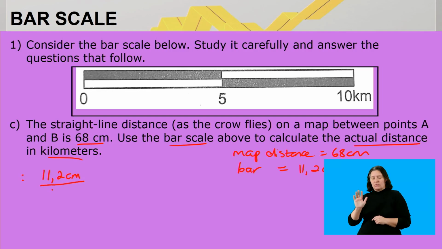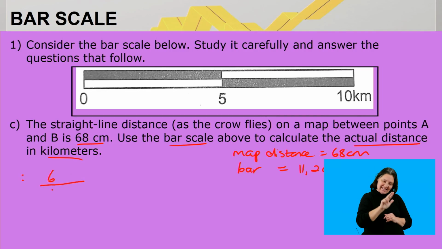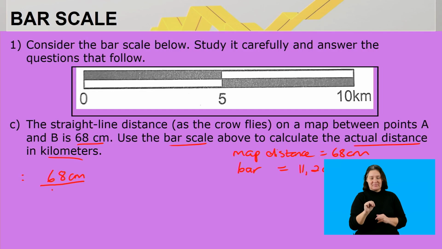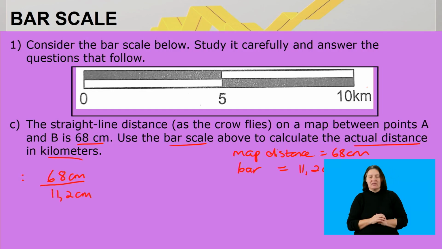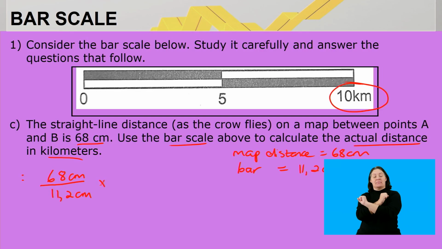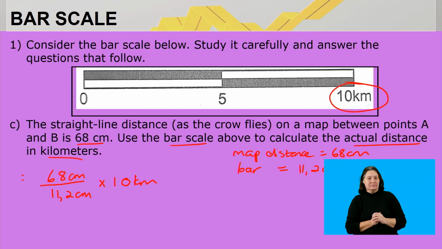Okay, now that's not the way it should be. First of all, I take my 68 centimeters, right, the distance on the map, and I divide that by my bar length that I've measured. That is 11.2 centimeters, and I multiply that by my scale factor here, which is 10. Guys, are we clear on that? Okay, remember your answer must be in kilometers, so 68 divided by 11.2, that I will multiply by 10.